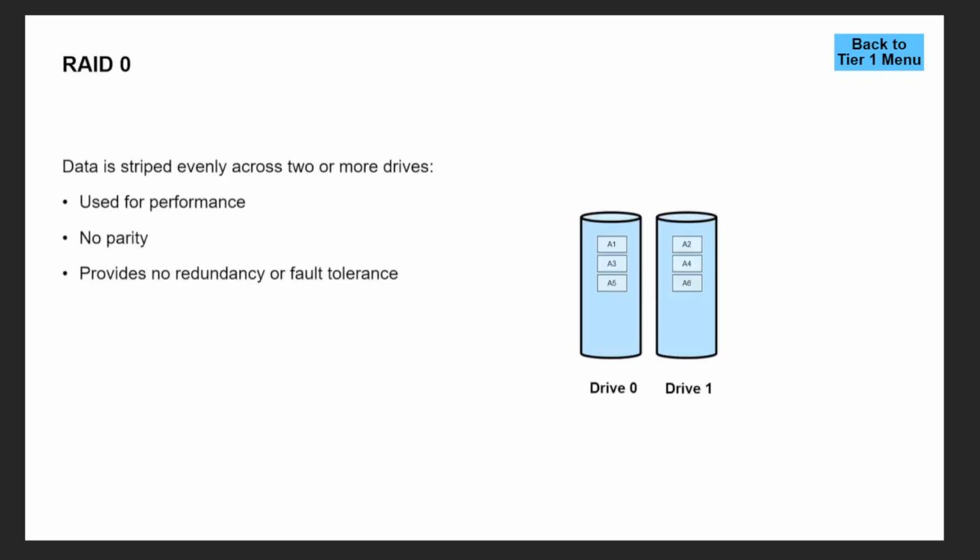RAID 0 joins two or more drives together in order to stripe data across the drives. RAID 0 increases performance but provides no protection to the data.